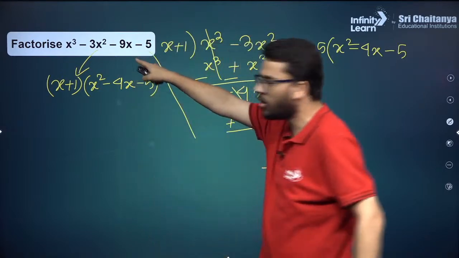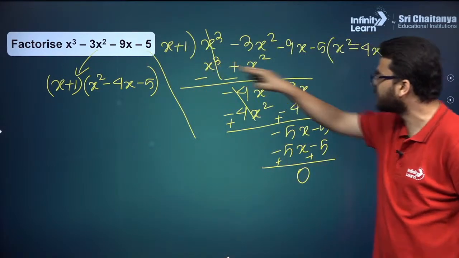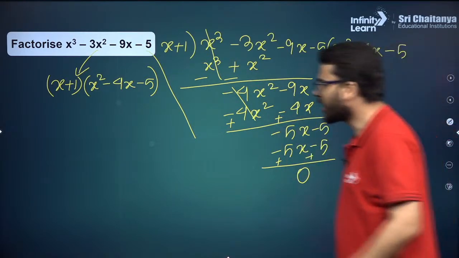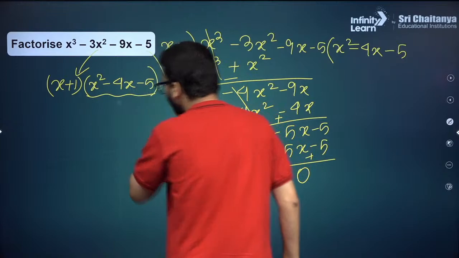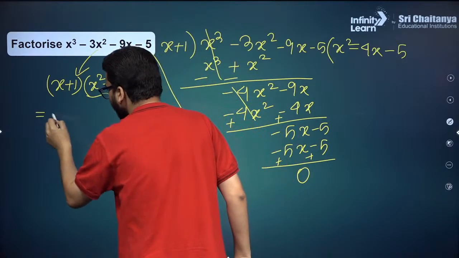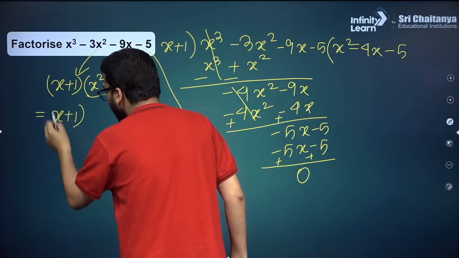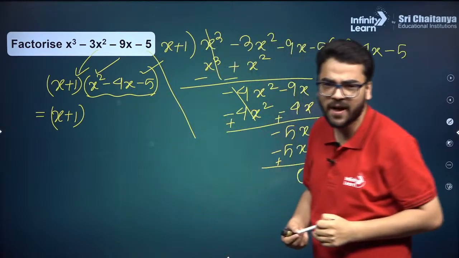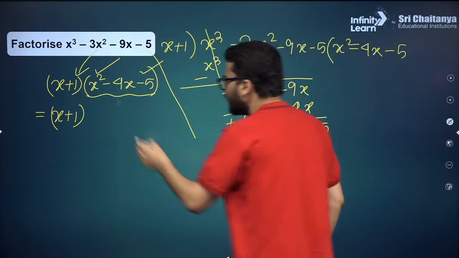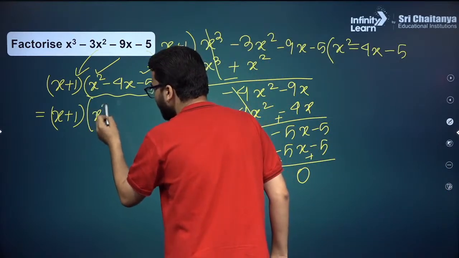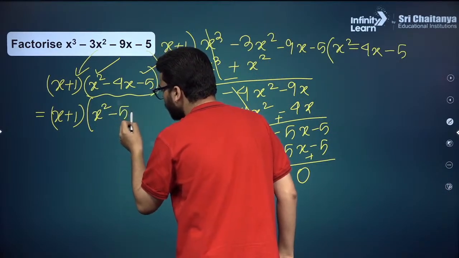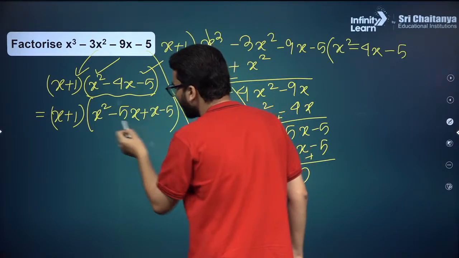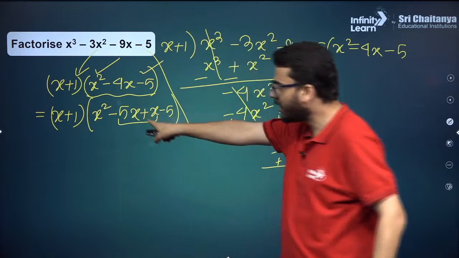This polynomial over here is equal to x plus 1 into the quotient, that is x square minus 4x minus 5 over here. So can I factorize this quadratic polynomial using splitting the middle term, guys? And that you can do in your mind as well. If you multiply these two, you'll get minus 5x square. So you have to split the middle term in such a manner that the multiplication of the two terms must be minus 5x square.